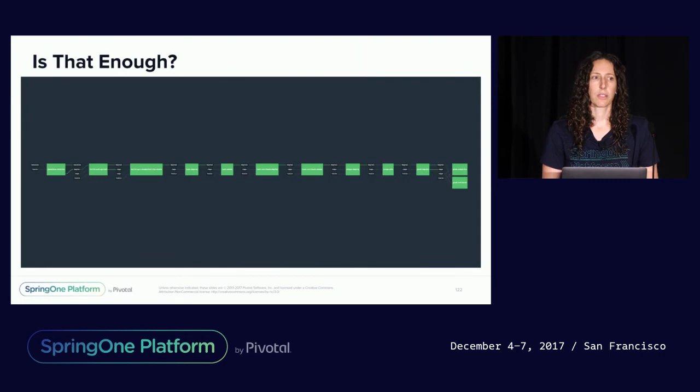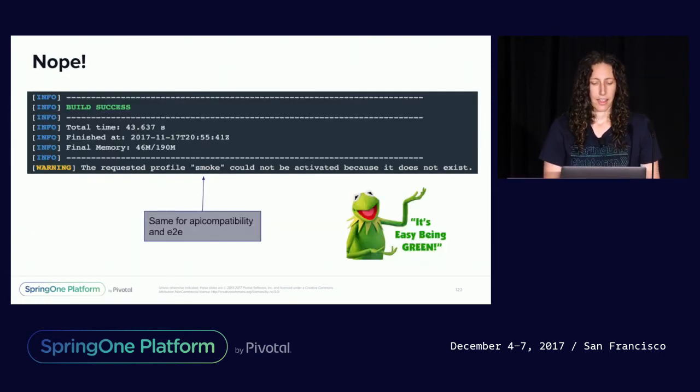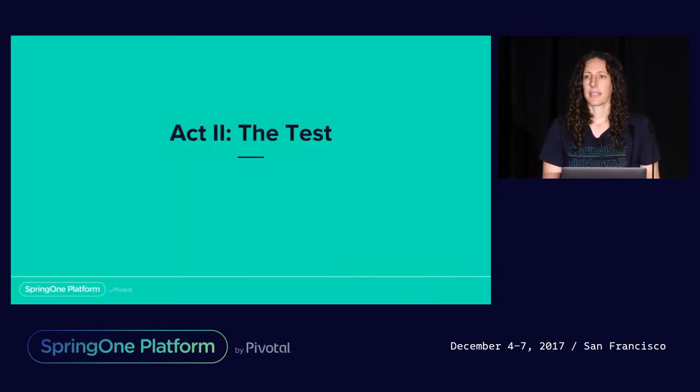So we can ask ourselves, is that enough? And the answer is no. Because it is easy being green if you're not doing any testing, right? We're not doing smoke tests, there's ETE tests, there's API compatibility testing. We're not doing any of it. So that gets us to Act 2, the test.